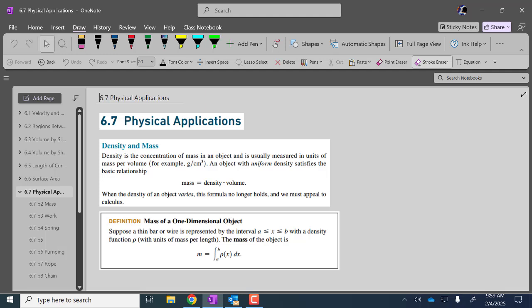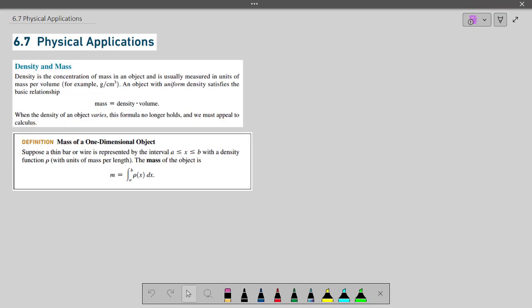Okay, so let's talk about the simplest scenario with mass. If we have some solid object and the density is uniform, in other words, the density at every single point in that object is the same, then it's really easy to find the mass. If you're given the density and you know the volume, you just form that product.